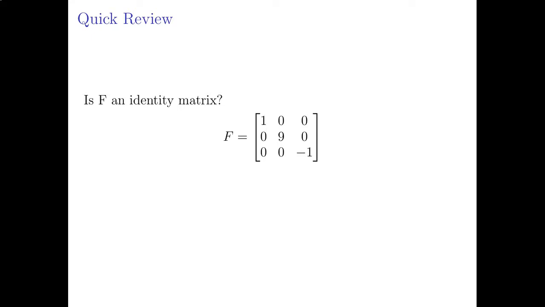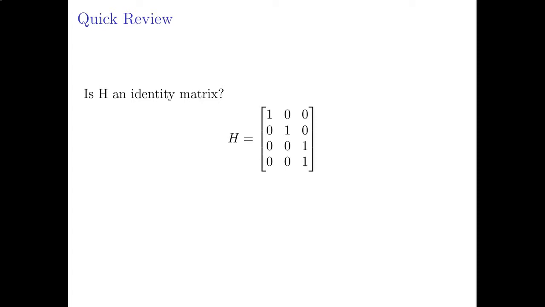Is F an identity matrix? No, because everything on the diagonal would have to be 1s for it to be an identity matrix. G, is that an identity matrix? Again, no, because we've got a -1 lurking down there. What we're going to have to do is put all 1s on the diagonal. What about this guy, H? Is he an identity matrix?